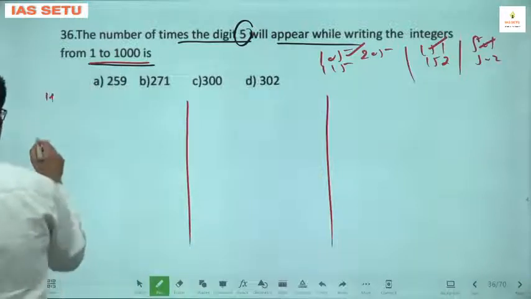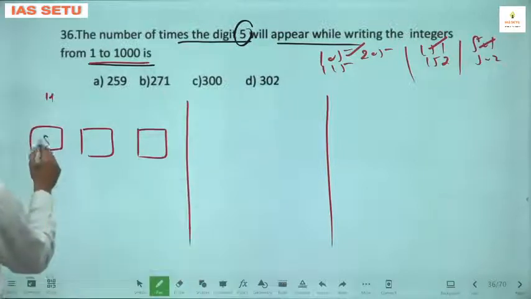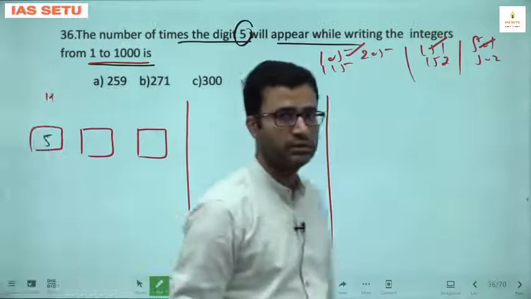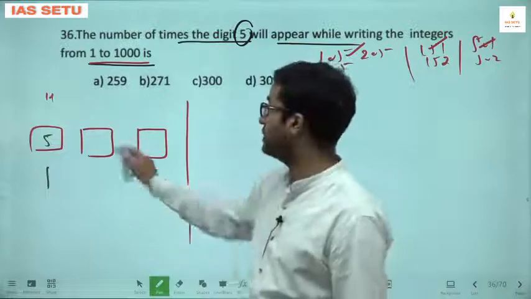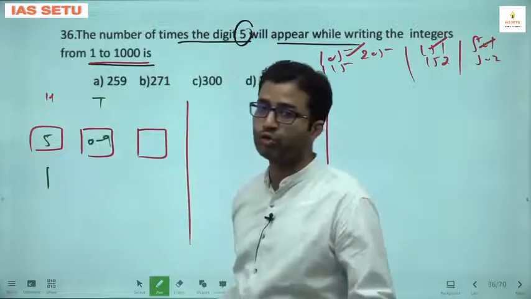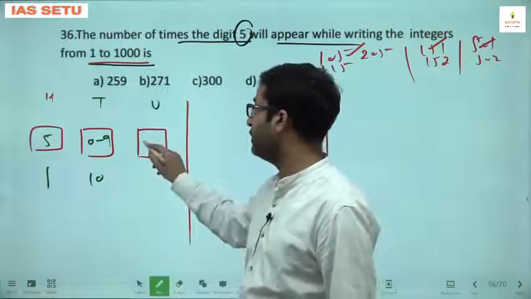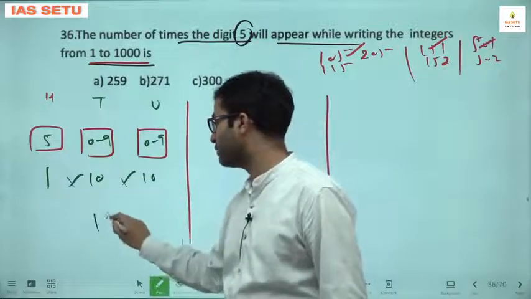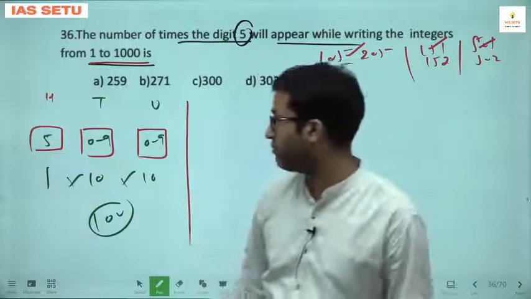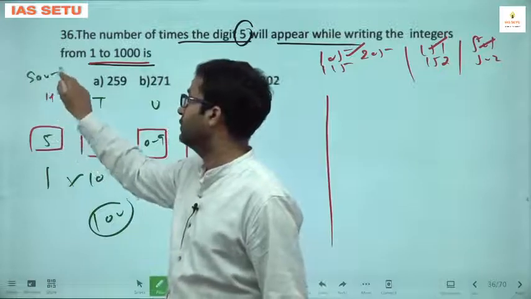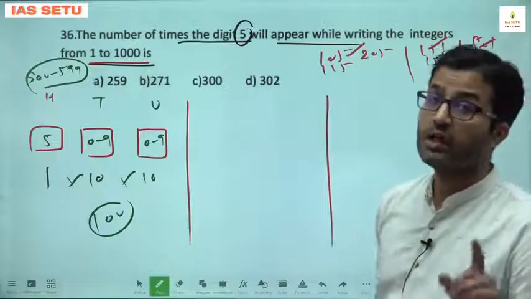When it appears at the 100 place, it is fixed 5. The 100 place is fixed 5, so it can be filled in one way only because it is 5, no variety. Whereas at the 10 place, we can use 0 to 9, so it can be filled in 10 different ways. The unit place can also be filled in 10 different ways. So 10 into 10 is 100. So there are 100 such numbers where 5 will come at the 100 place. I tell you, the numbers 500 to 599. You can count. If you are free, keep on counting. 500 to 599, 5 appears at the 100 place.